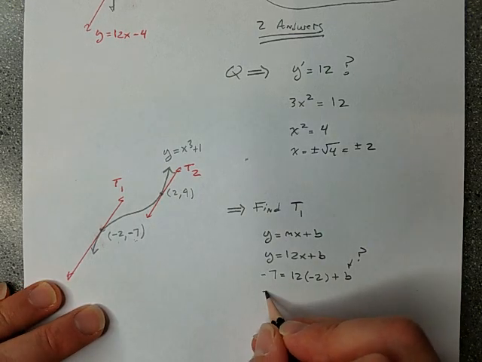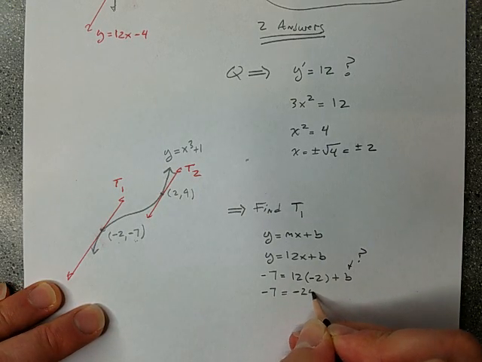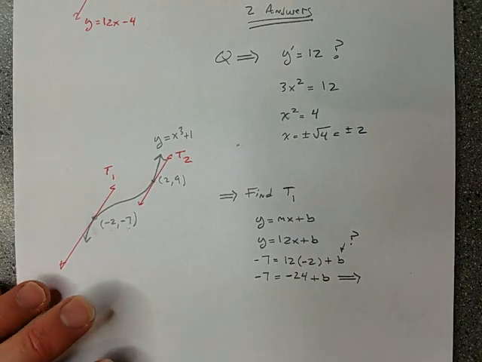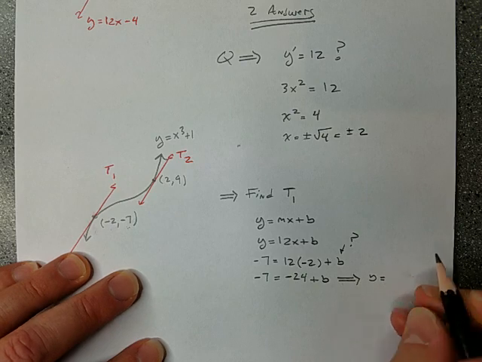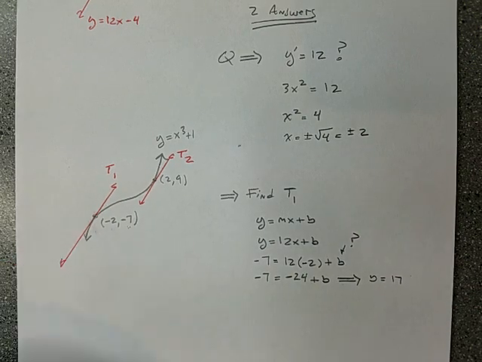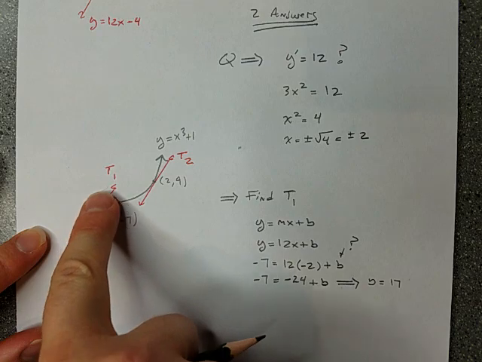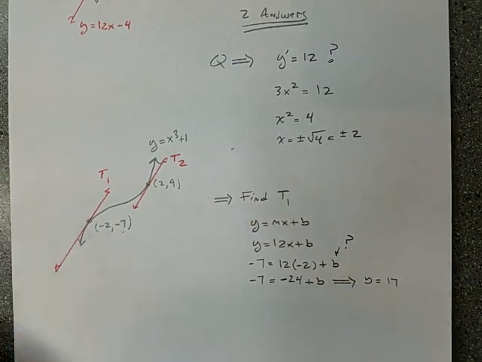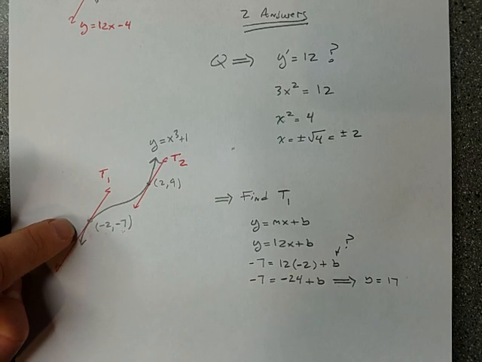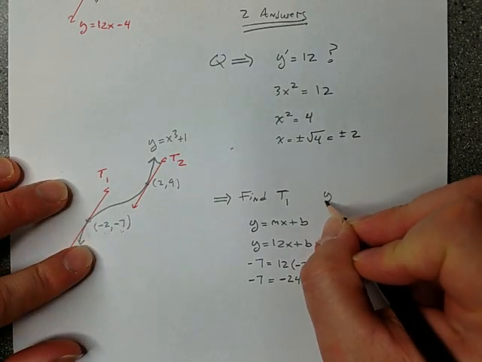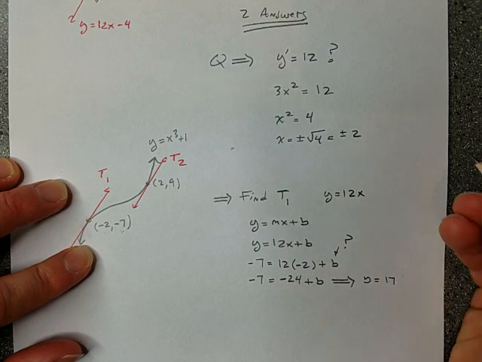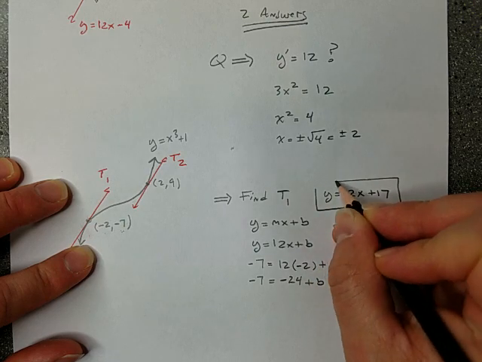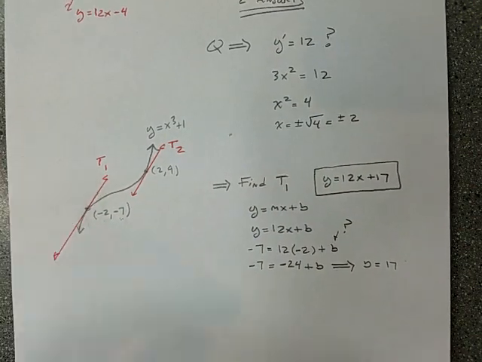So, okay, it shouldn't be too hard to do that. Let's see, -24 plus b. So, okay, b is equal to 17, all right? Hits the y-axis way up at 17 somewhere. So my equation for tangent line T1, this one right here, turns out to be y is equal to 12x plus 17, okay? So there's one of them right there. According to my picture, that's tangent line T1.